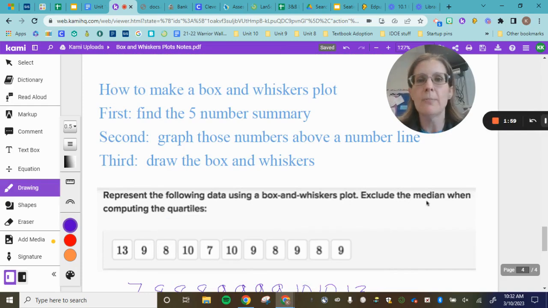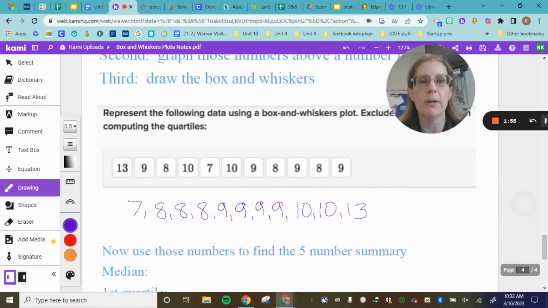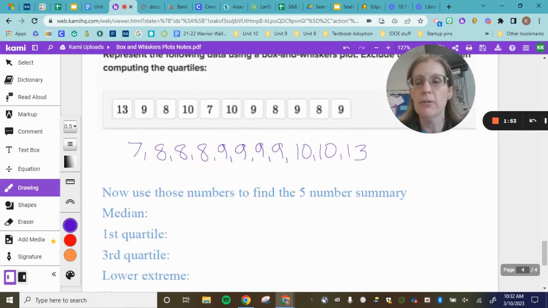Now the second example is a little bit different because we have an odd number of data points. You still put them in order first. We still find the median, but this time our median is a 9. I picked the wrong 9, sorry, don't trust that one. It's the second 9. So I have 1, 2, 3, 5 on this side and 1, 2, 3, 4, 5 on the other.